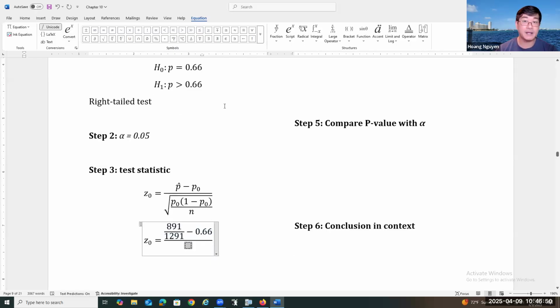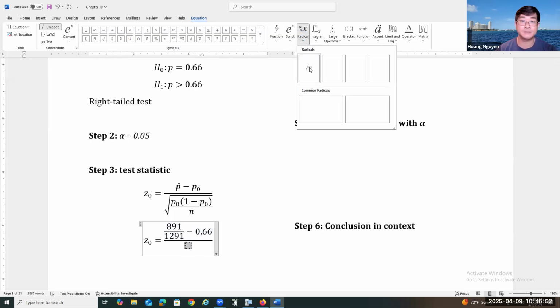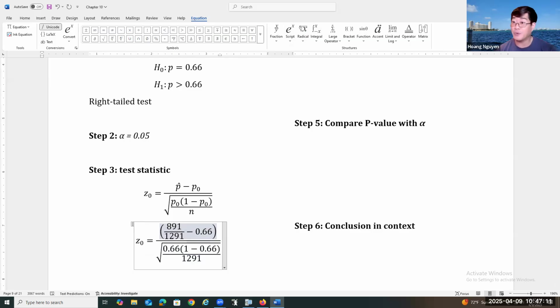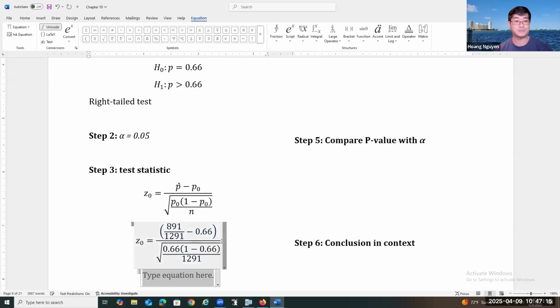Now divided by the square root of, and then we have a quotient here still. On the numerator, p0 0.66, 1 minus 0.66, divided by 1,291. For this calculation, I recommend that you put parentheses around the subtraction on the numerator to make sure that we have the answer accurate.